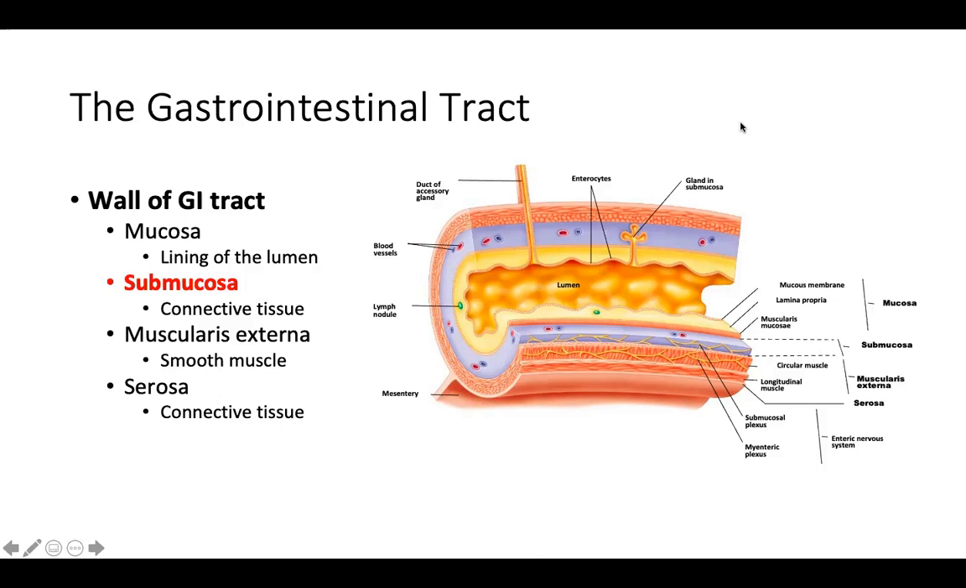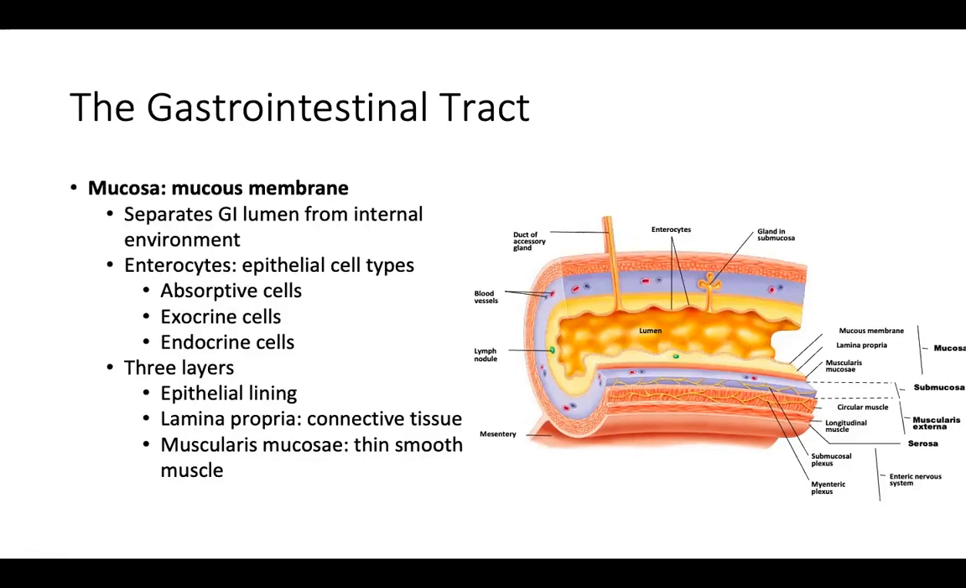Okay, now we spent some time kind of introducing those layers. We'll spend another couple minutes here just going into the more functional aspects of each of those layers and kind of adding some more layers here. So the wall of the GI, we said, has the mucosa, lining of the lumen, the submucosa, that associated connective tissue layer, the muscularis externa, that outer, thicker, smooth muscle layer, and then the serosa, which is the outer connective tissue, along with that serous cavity.